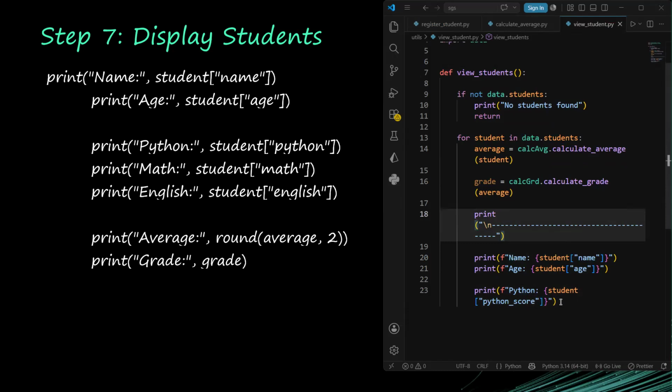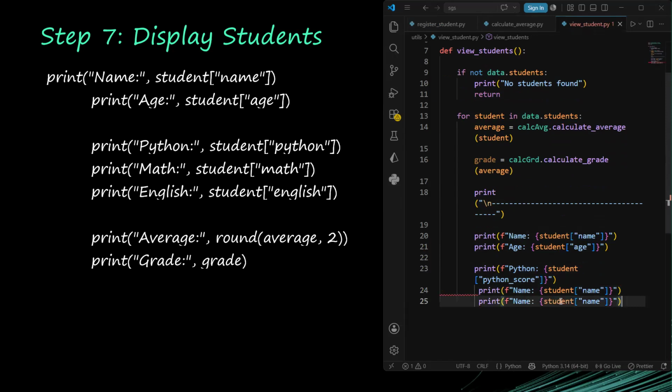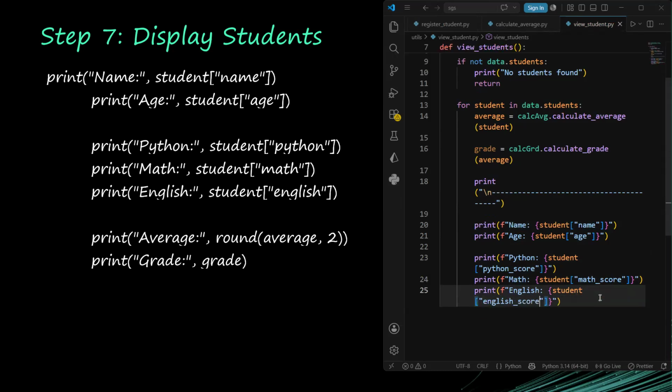Now I can also have this and this. The first one would be for math, and this would be math underscore score. Remember, make sure you're fixing the indentation error that is showing. Make sure that your indentation is very accurate. So the key is english underscore score.